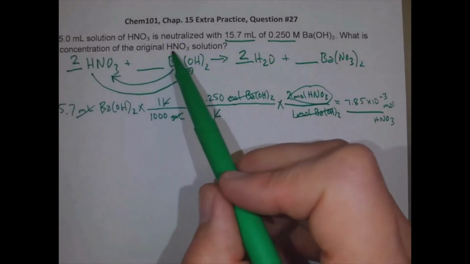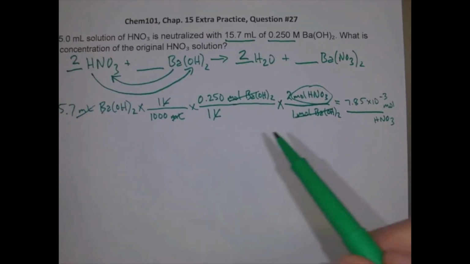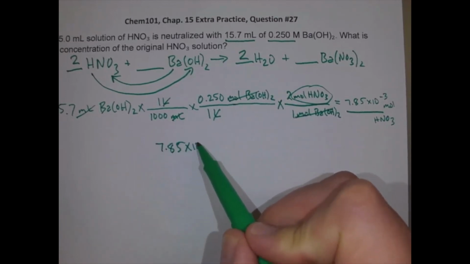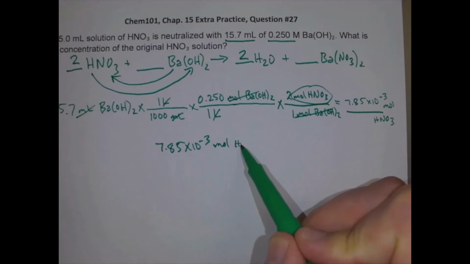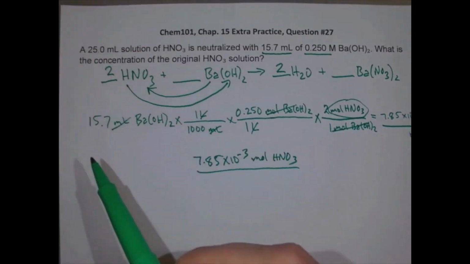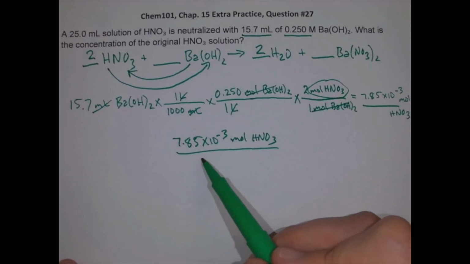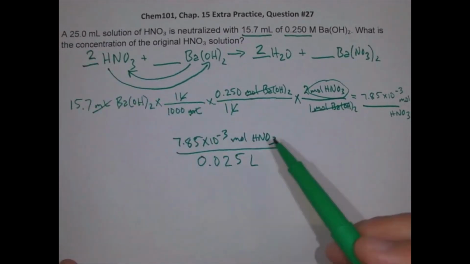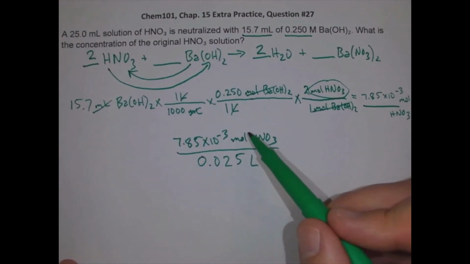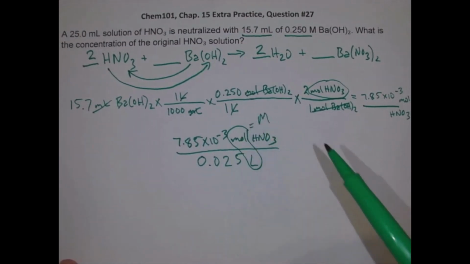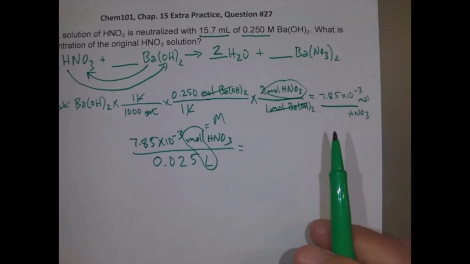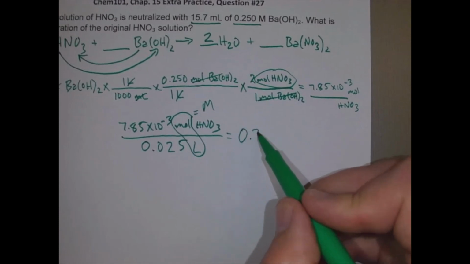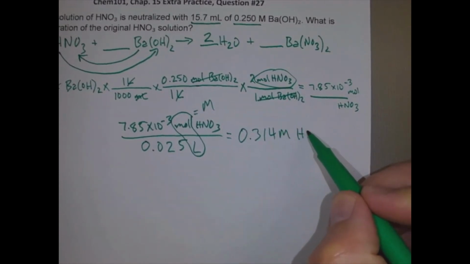The question says, well, what's the concentration of nitric acid? Well, that's pretty easy because I know that concentration is moles per liter. And so I know that the 7.85 times 10 to the minus 3 moles of HNO3 was in a 25 milliliter sample. So if I divide that number of moles by the volume expressed in liters, 25 milliliters is 0.025 liters, that gets us moles per liter, which is units of molarity. It's a unit of concentration. So I just do that calculation, and you get a concentration of 0.314 molar HNO3.